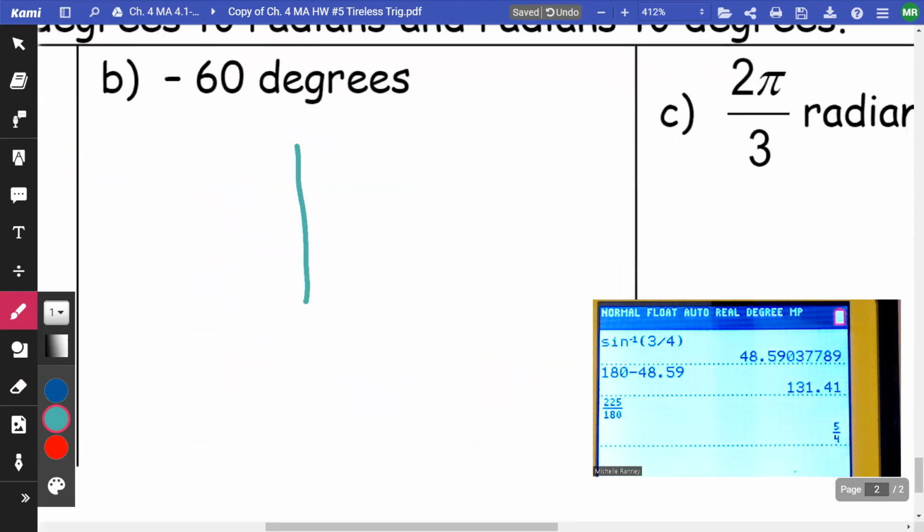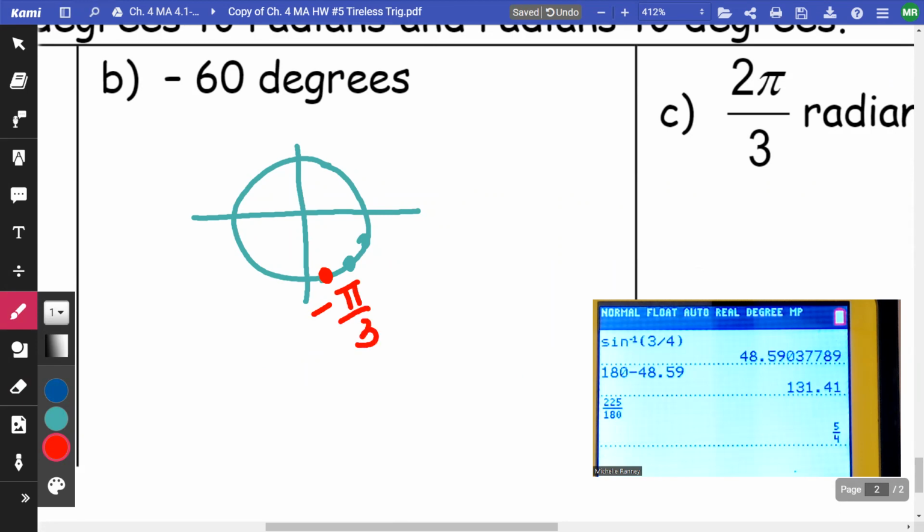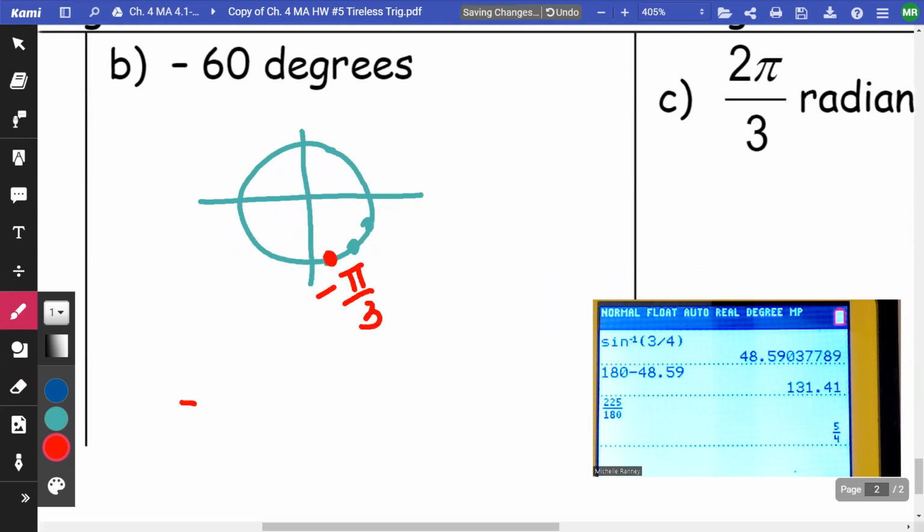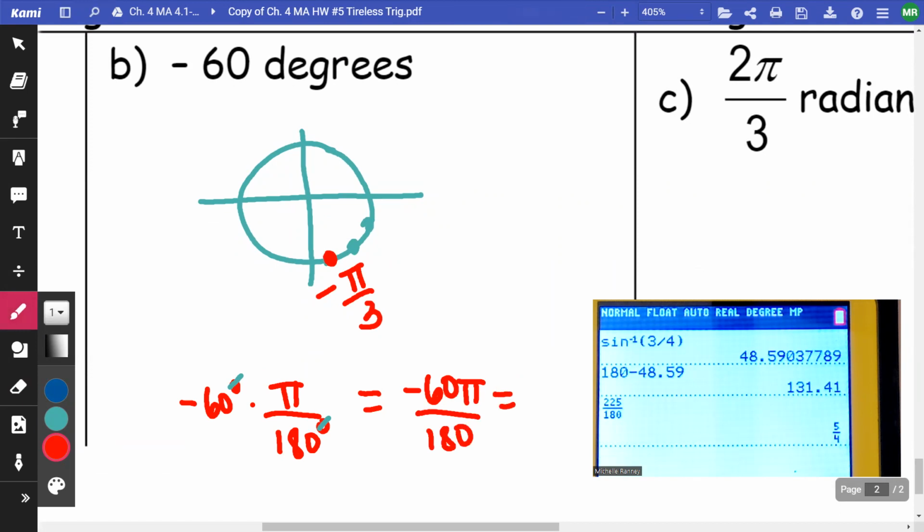Okay, a negative 60 degrees. Again, this is going to be on our unit circle. A negative 60 degrees would be right here. And in terms of radians, that's going to be a negative pi thirds. That's going to be my answer. But again, I can take negative 60 degrees times pi over 180 degrees. My degree symbols are going to cancel out. And I'm going to get a negative 60 pi over 180, which 60 goes into 180 3 times. So I'm going to have a negative pi thirds, which is what I got here.